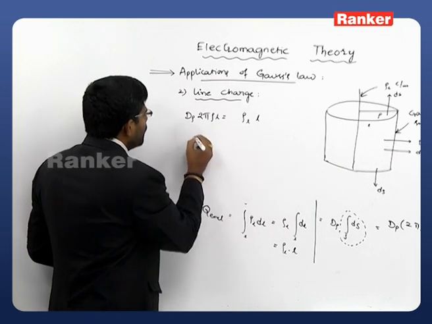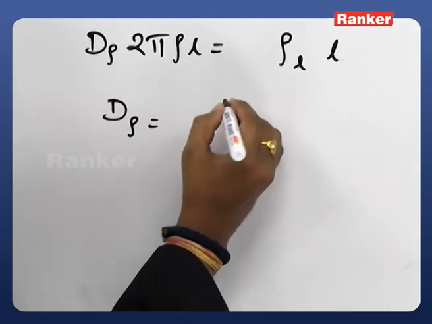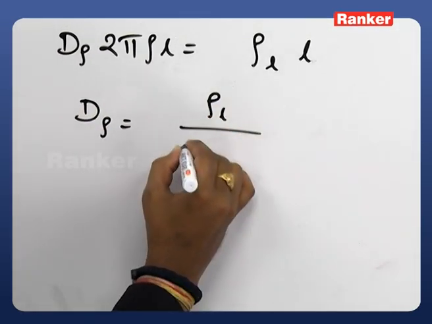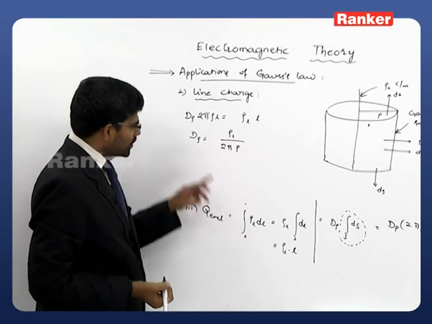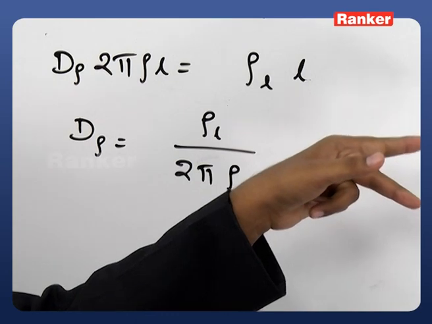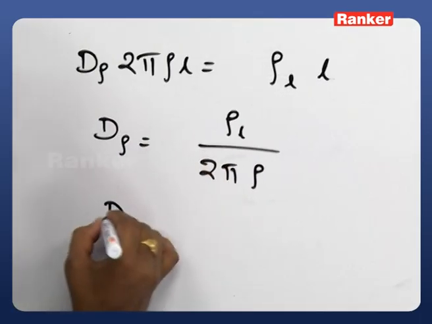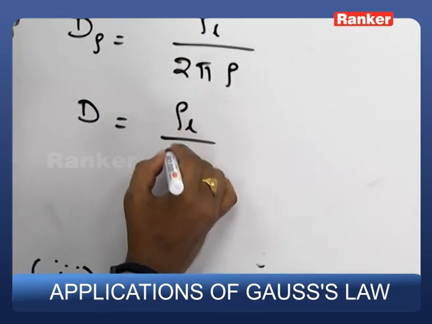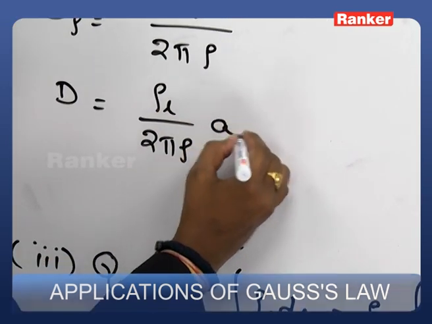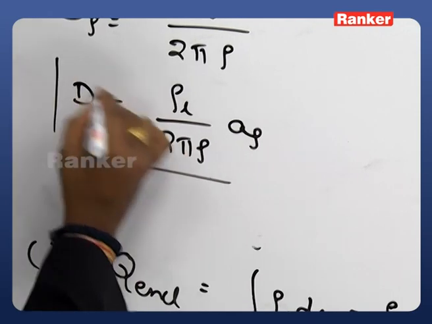L will be cancelled. Therefore, D_rho is equal to rho_L divided by 2 pi rho. As we discussed, this D is in the direction of our radius, so D can be written as the electric flux density, which is equal to rho_L by 2 pi rho in the direction of a_rho.